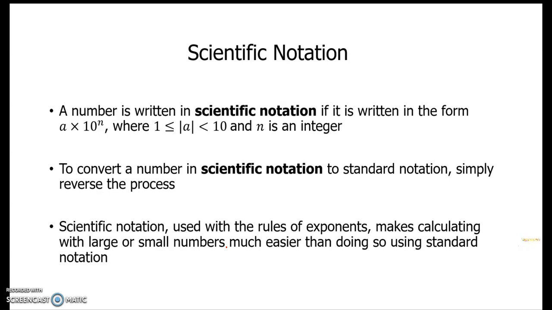So for an example, we have here 0.000265. So, magiging 2.65, and then you have to count 1, 2, 3, 4.